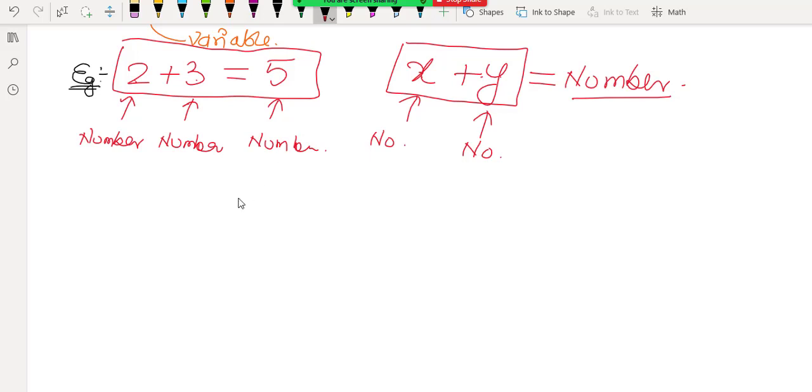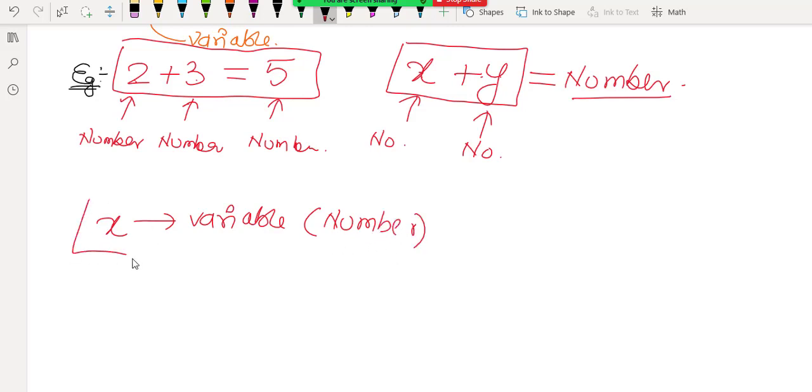Understood? So if I ask you that x is a variable, variable means what? Number. Can anyone tell me which number it is? 2, 3, 4, 5. Which number is x? Anyone? Sir, 4. How can you say that? Do you know the value of x? No, sir. No. So try to understand it.